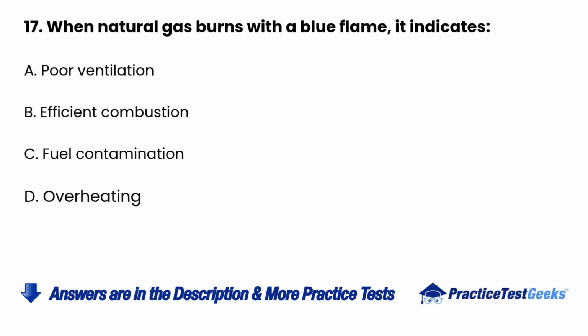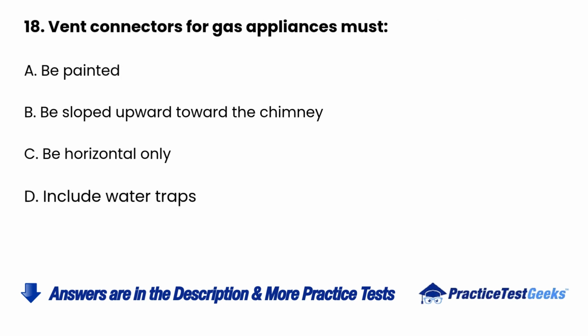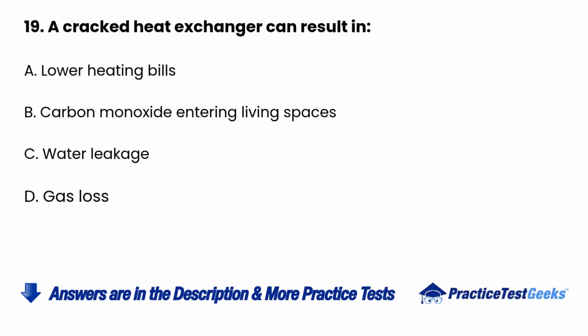17. When natural gas burns with a blue flame, it indicates A. Poor ventilation. B. Efficient combustion. C. Fuel contamination. D. Overheating. 18. Vent connectors for gas appliances must A. Be painted. B. Be sloped upward toward the chimney. C. Be horizontal only. D. Include water traps.